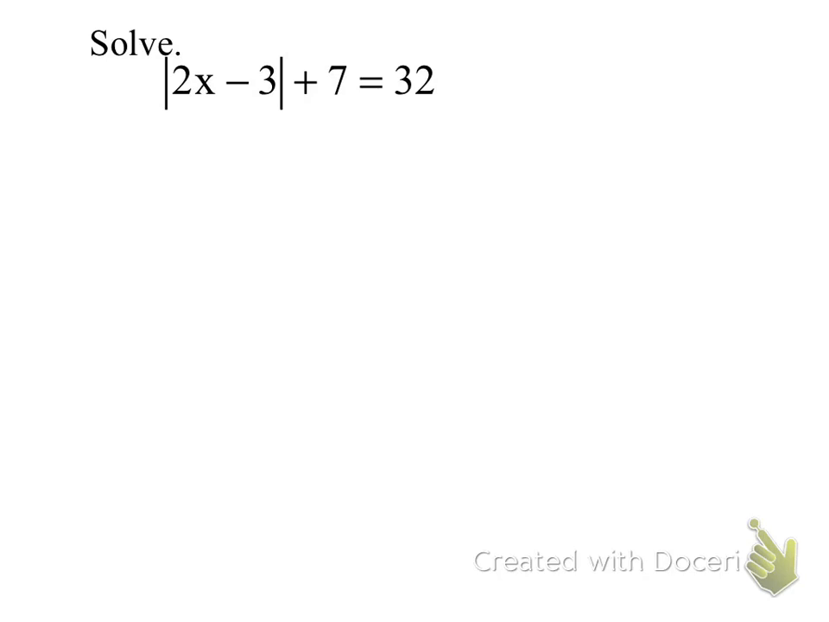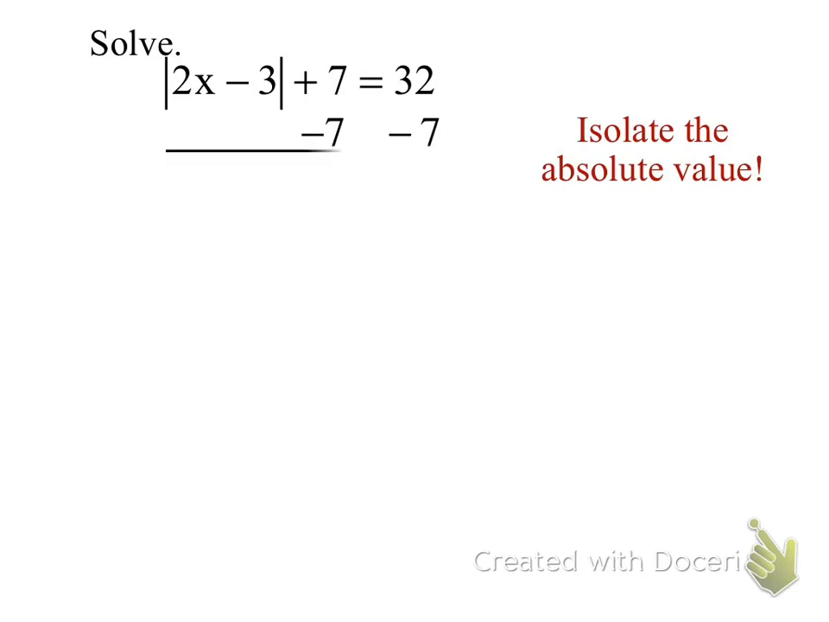We're going to isolate our absolute value. First, we're going to get rid of that 7. Subtract 7. And we are left with the absolute value of 2x minus 3 is equal to 25. Okay. Why don't you now finish it up from here? What would be the next step in this process? Rebecca?